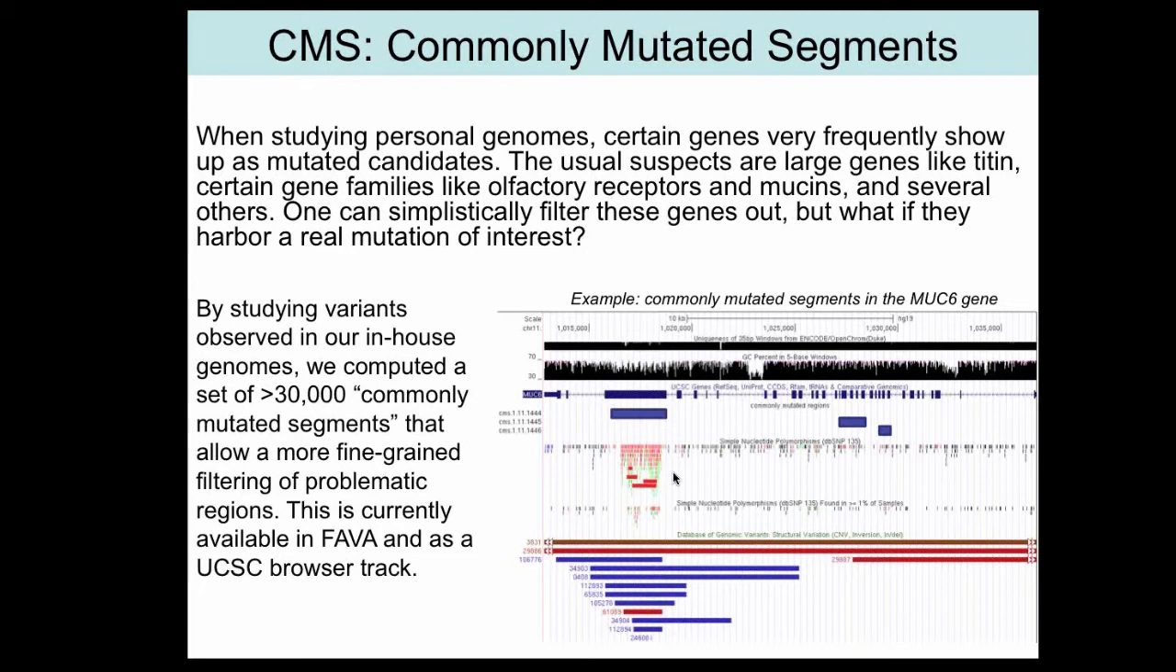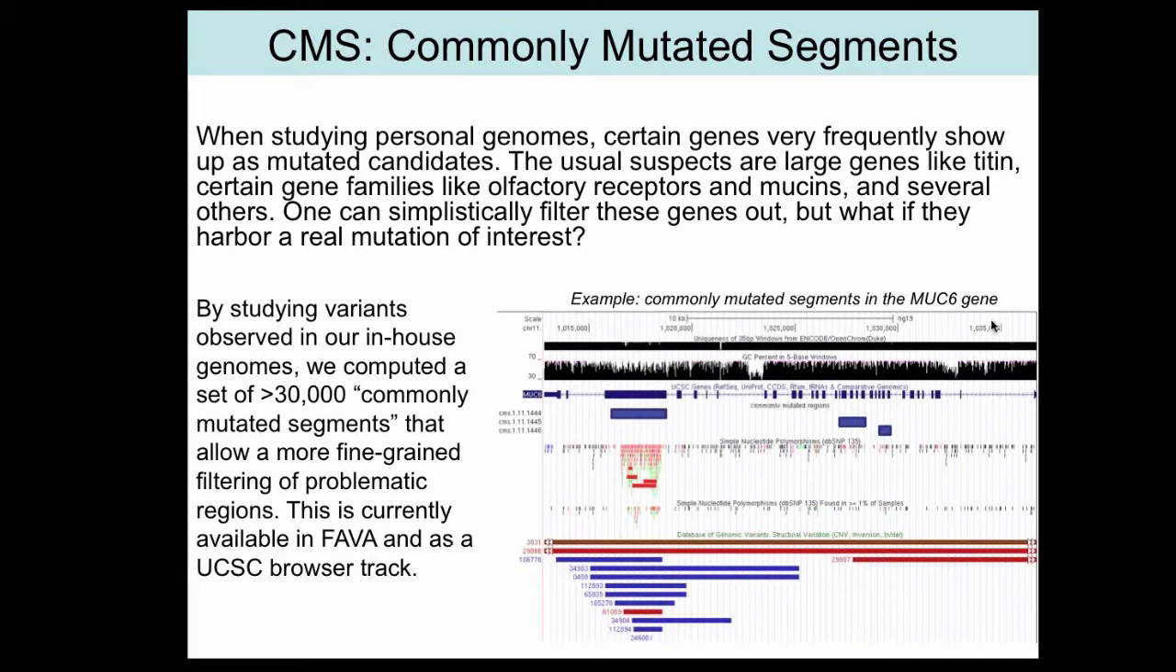And everybody who has done any analysis of a personal genome knows that every single time you find variants in genes like titin or olfactory receptor genes or mucins, these are very frequently false positives. So it is very convenient and common to simply dismiss those genes. If you find a variant in titin, just ignore it. But we, of course, know that that's not always the case. Sometimes variants in titin might be important. So the use of this set of commonly mutated segments is to filter out parts of those genes that appear to be error-prone.